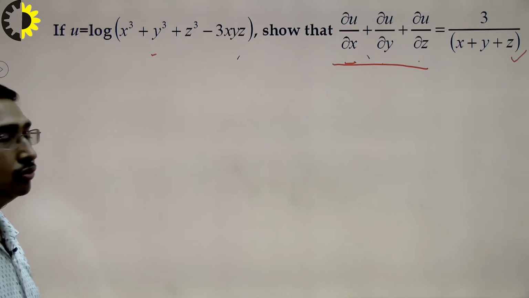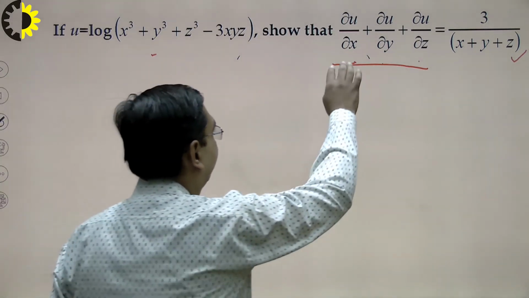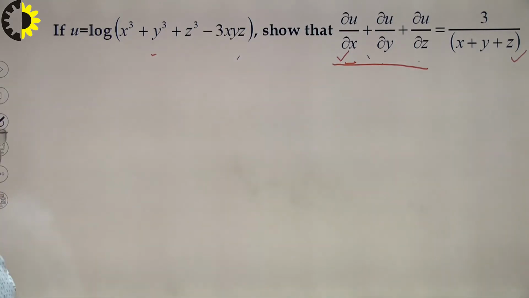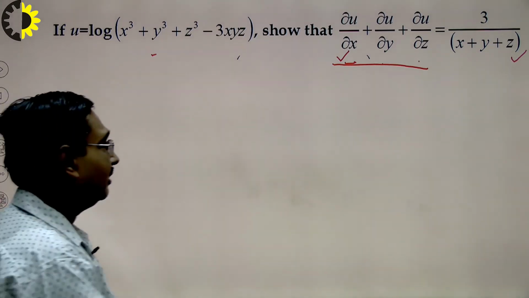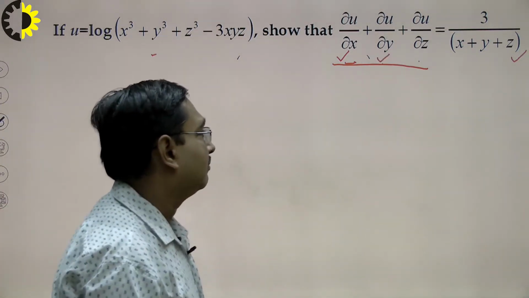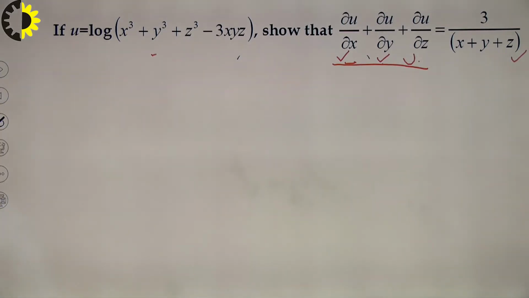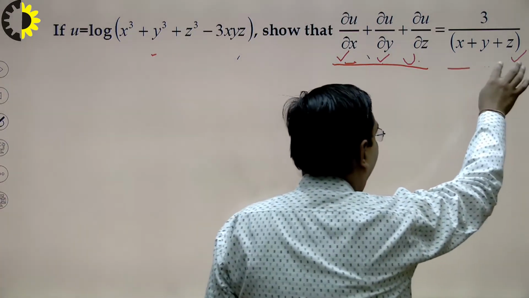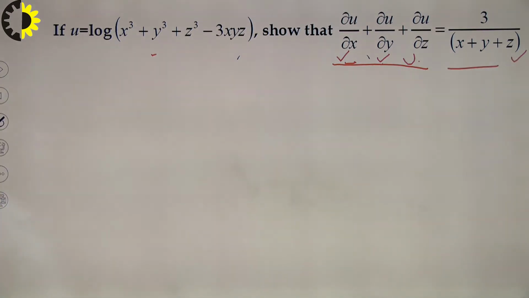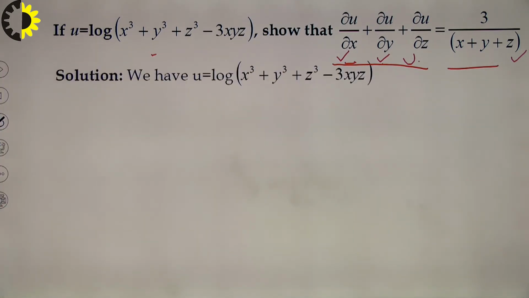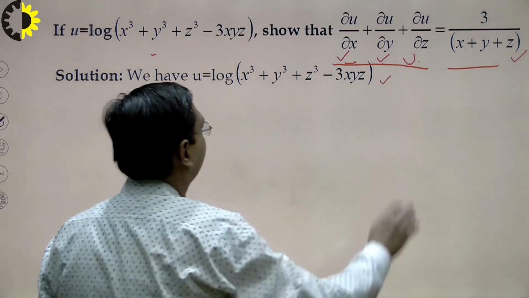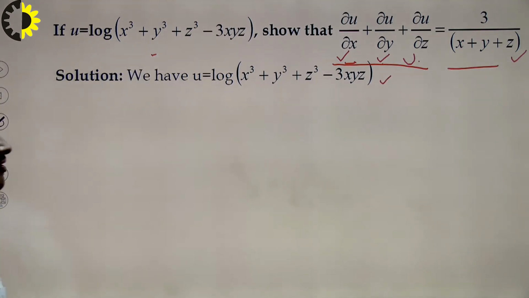What I shall do? We shall first calculate del u upon del x from the given u by partially differentiating u with respect to x. Then we shall write del u over del y, similarly del u upon del z, and adding all these partial derivatives we shall simplify, and we shall try to prove the result, which is 3 upon (x plus y plus z). Let me start. Here u is given as our function log of (x cube plus y cube plus z cube minus 3xyz).